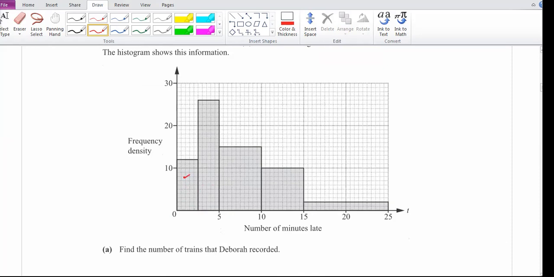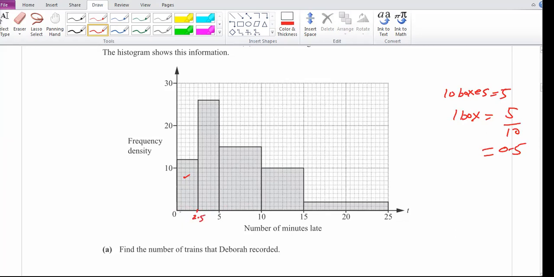First, let's take this bar, for example. For each bar, count how many boxes make 5. 1, 2, 3, 4, 5, 6, 7, 8, 9, 10. Actually, 10 boxes horizontally make 5. So what will one box be? One box will be 5 over 10, meaning 0.5. So each box represents 0.5. If I count from here, this is 1, 2, 3, 4, 5 boxes. It means this one is 2.5.